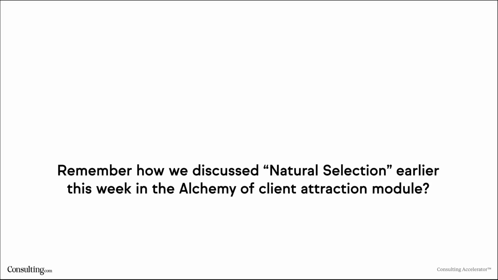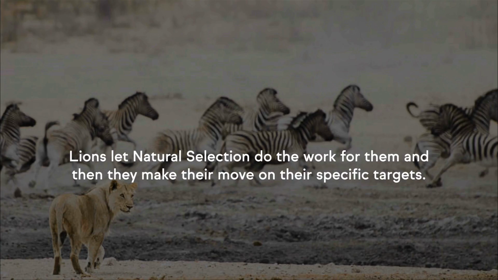So do you remember how we discussed natural selection earlier this week in the Alchemy of Client Attraction module? We talked about lions in nature, and different beetles. We could have a brown colored beetle and a green colored beetle, and there could be a bird that prefers to eat green colored beetles over the brown ones. And so naturally, the beetles want to evolve so that they can become a different color and escape the bird. Well, that's what we call natural selection, or survival of the fittest.